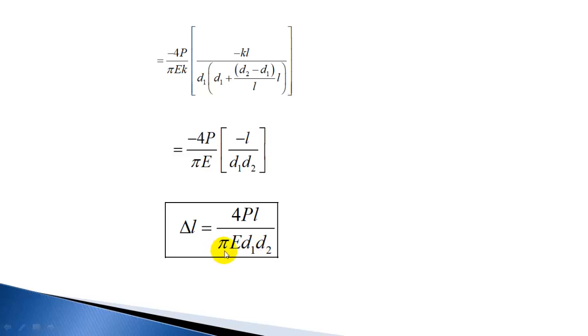So what you are getting in the denominator is AE, and 4 I have brought down, so PL by AE. So even for a uniform cross section bar, this equation can be used, but there you will have d1 and d2 the same, and you can substitute. You can go for the simple relation PL by AE, where A is pi by 4 D square. So it is a general equation which is even applicable for a bar of uniform circular cross section.